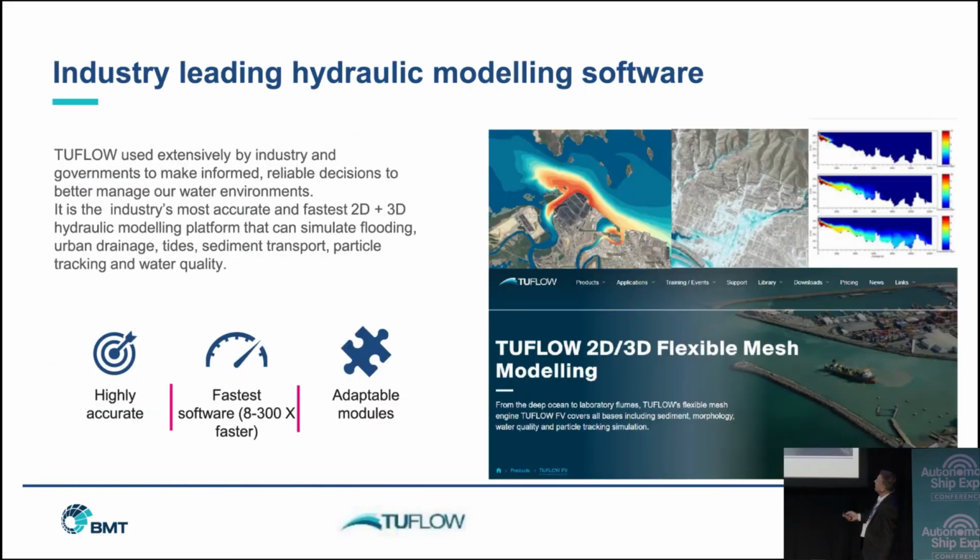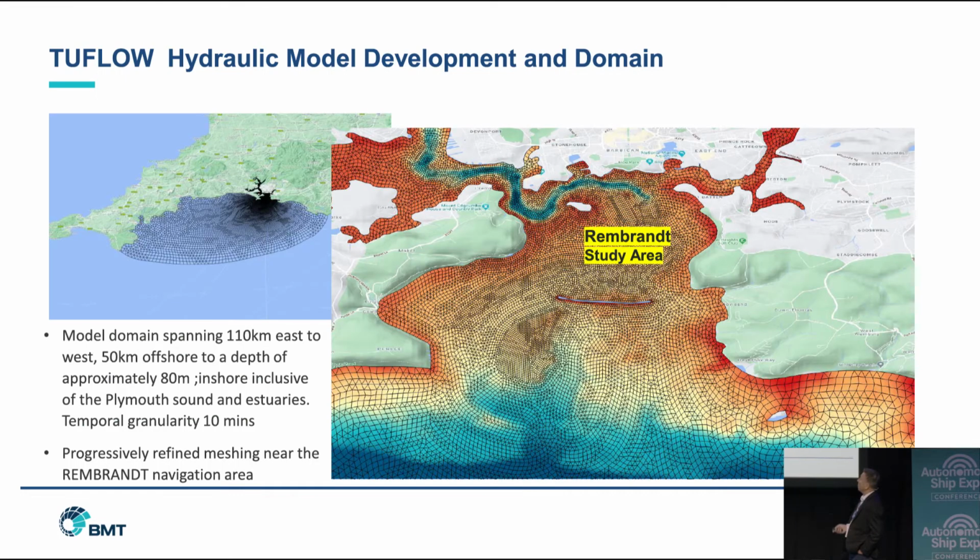Essentially, the hydraulic model we use is a BMT-owned product. It's used all around the world, generally for flooding, urban drainage, tide, and sediment transport, so it's very field tested as well. It now sits within REMBRANT, so REMBRANT can generate its own accurate hydraulic data. It's been proven to be about 8 to 300 times faster than most of the products on the market, which allowed us, in Plymouth, to develop the full hydraulic model in 36 hours and calibrate it.